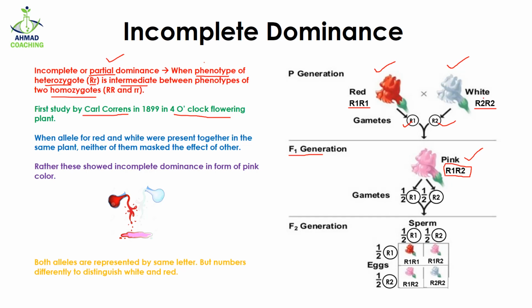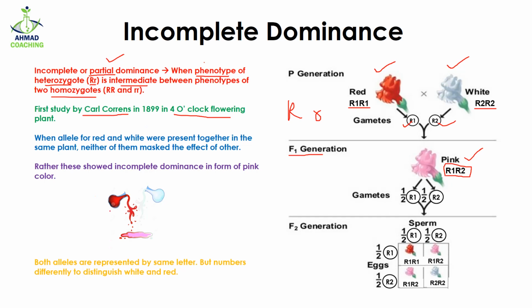Whenever you start incomplete dominance, you are going to use numbers because normally the capital letter is used for the dominant and the small letter is used for the recessive. So just to erase this confusion, we are going to use numbering, for example R1, R2 or W1, W2, or whatever trait you're studying.